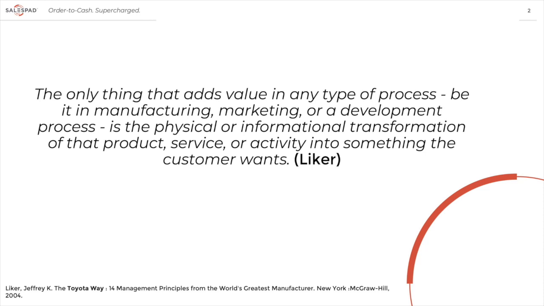In The Toyota Way, Liker says, the only thing that adds value in any type of process, be it manufacturing, marketing, or a development process, is the physical or informational transformation of that product, service, or activity into something the customer wants. So I want to pause there and think about that statement and try to reconcile that with your current processes. Is there a moment in your order to cash cycle, from the time you receive an order to the time you collect the cash, where information, a sales document, items, inventory fail to actively be transformed into something of value for the customer? That's what we want to address with SalesPad.